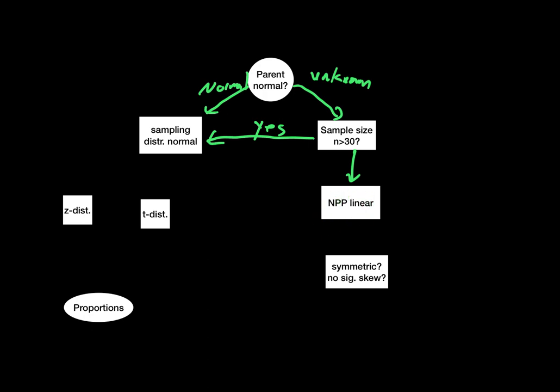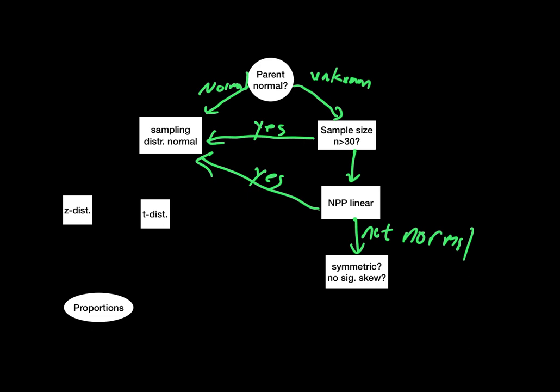If it is, then the sampling distribution will be normal. If it is not, we still can't determine its normality, so still not normal. We're going to look at some other things along the lines of symmetry, skewness, and this is where we're going to get into some other tests.